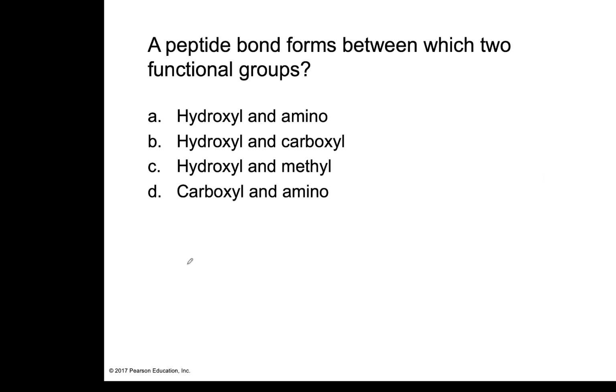A peptide bond forms between which two functional groups? Carboxylic group and amino group. The answer is D.